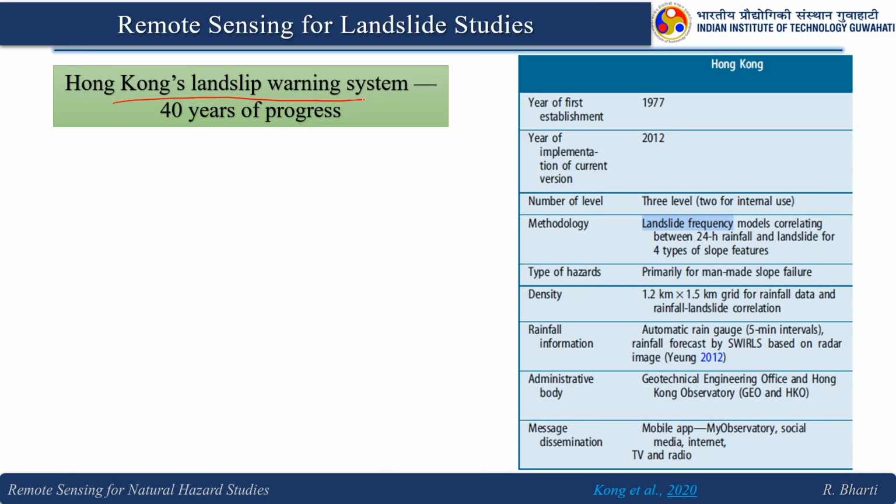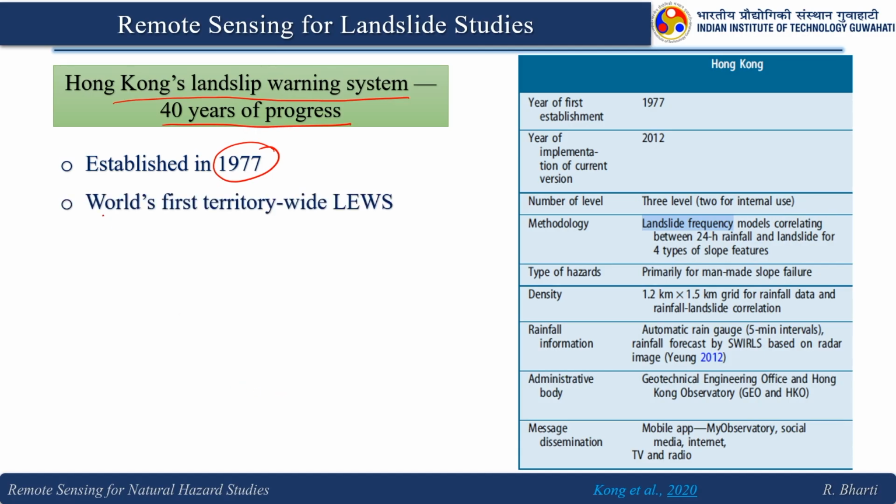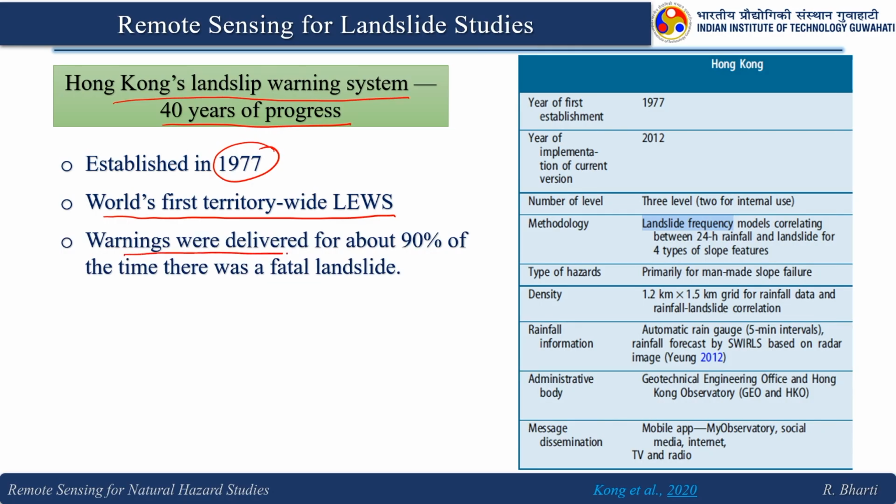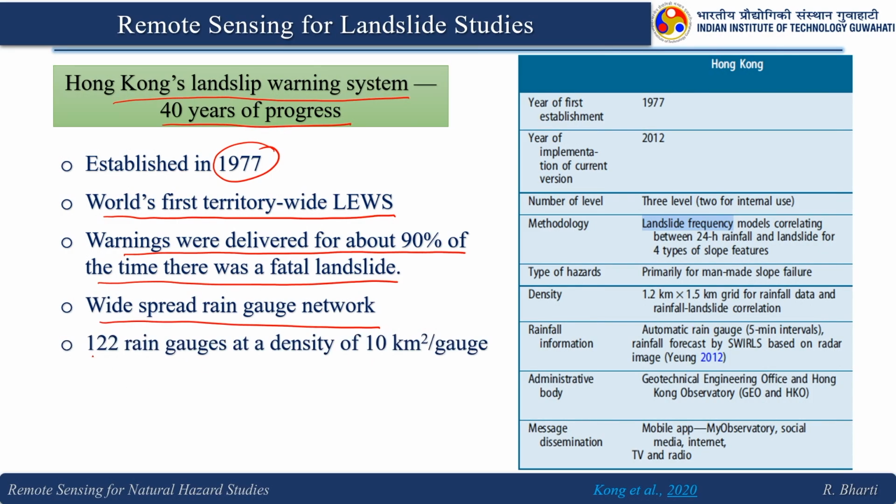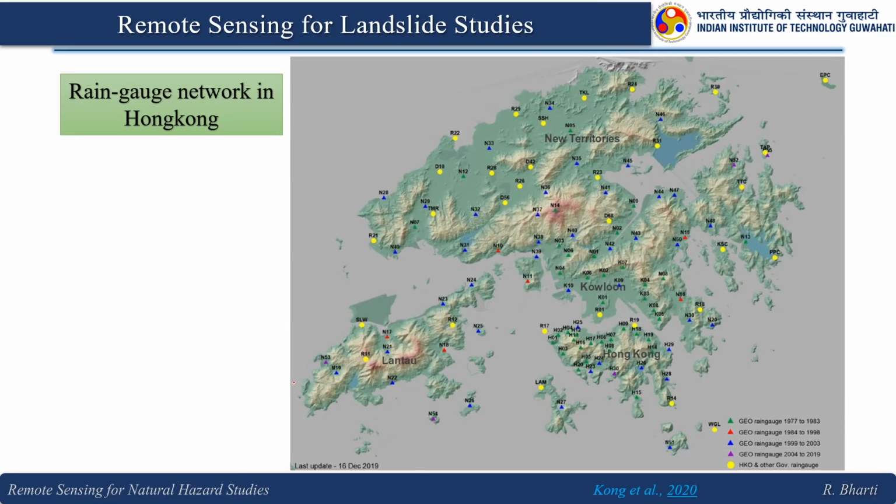In the Hong Kong landslip warning system, 40 years of progress. Here you can see it was established in 1977. This is the world's first territory-wide LWS. Warnings were delivered for about 90% of the times there was a fatal landslide. Widespread rain gauge network, 122 rain gauges at a density of 10 square km per gauge. So here you can see how beautifully they have distributed this, and all this information is available in their paper. This is Kong et al.